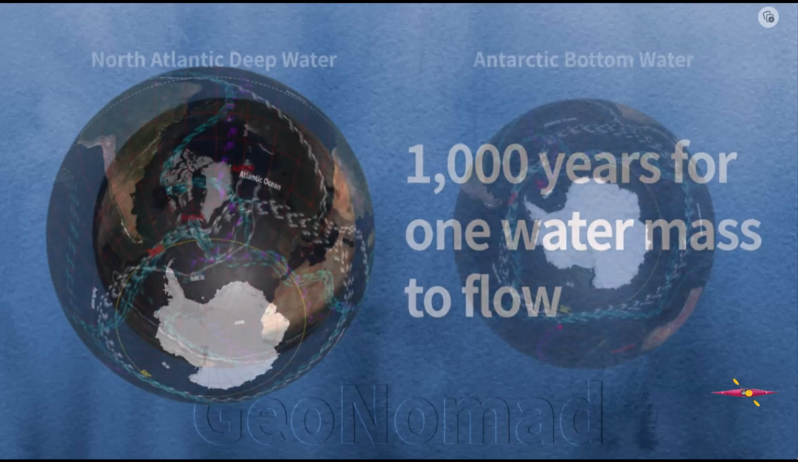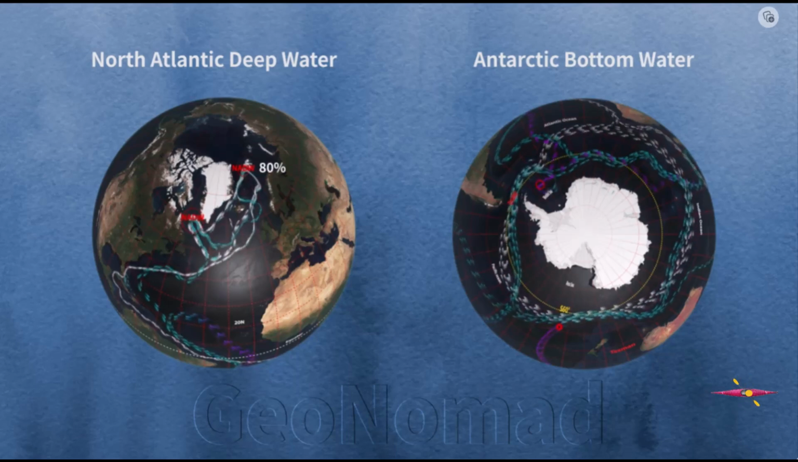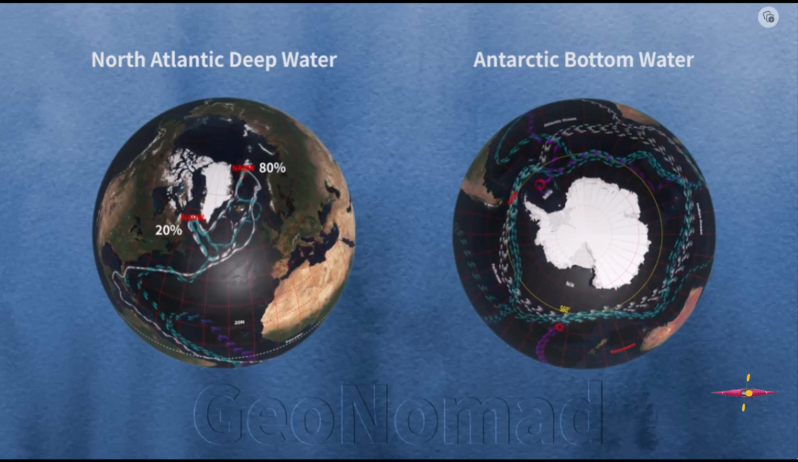The sources of deep water in the ocean are North Atlantic deep water, which forms in the north, and Antarctic bottom water, which forms in the south. The balance between these two water masses governs the global climate.